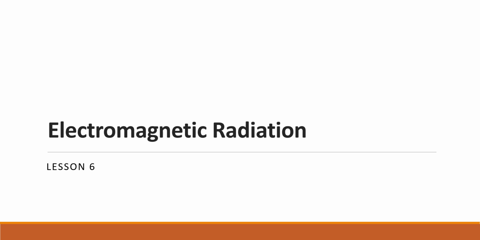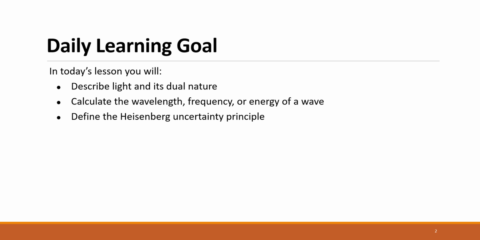For Lesson 6, Chapter 6, we'll be looking at electromagnetic radiation. We're first going to talk about light and its dual nature as both a wave and a particle, and we'll learn some equations where we calculate wavelength, frequency, or energy of a wave, and also define the Heisenberg uncertainty principle.